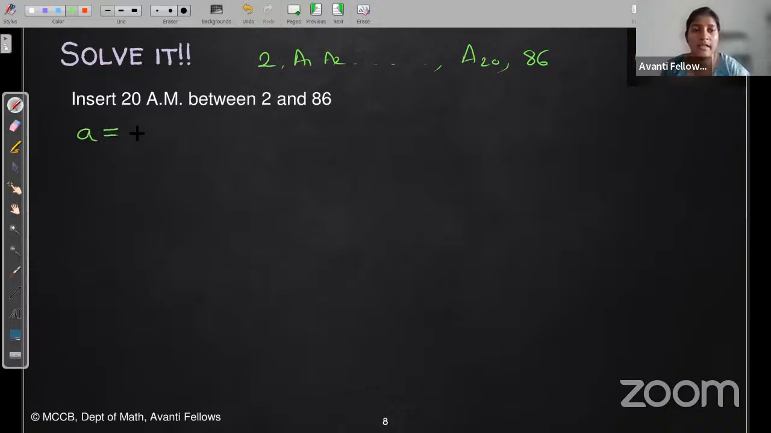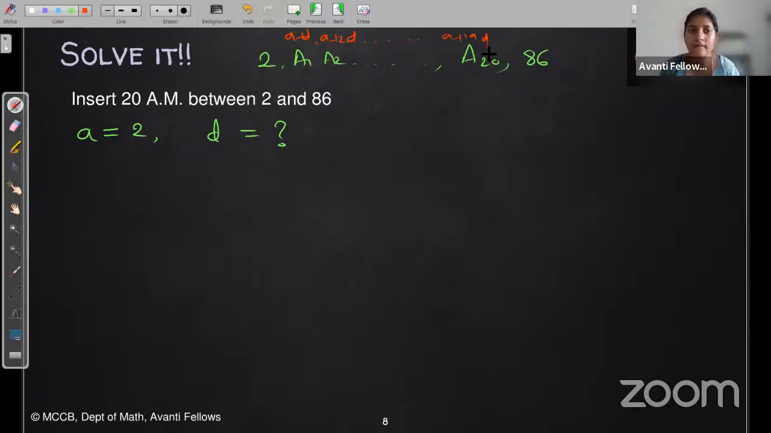Well, the first term is already given here, that is 2. What we need to find is the D, right? If we are able to find D, we can find A1, A2, so on up to A20. Why? Because the second term will be A plus D, the third term will be A plus 2D, so on. So find the D. In the previous slide itself, we discussed how to find the D, right? So find the D here.